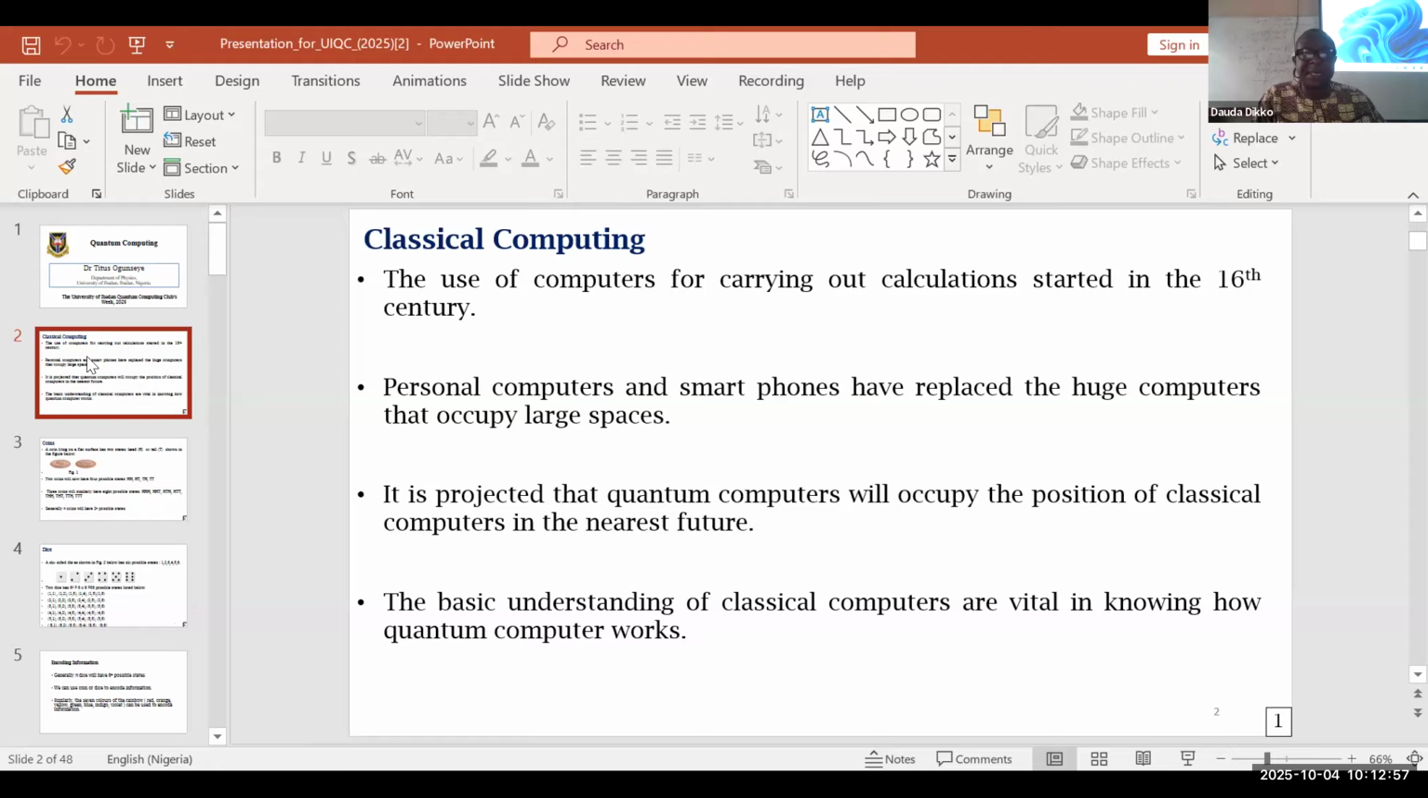Now it is projected that quantum computers will occupy the position of classical computers in the nearest future. And that is why research is still ongoing on quantum computation. So a basic understanding of classical computers is vital in knowing how it works.